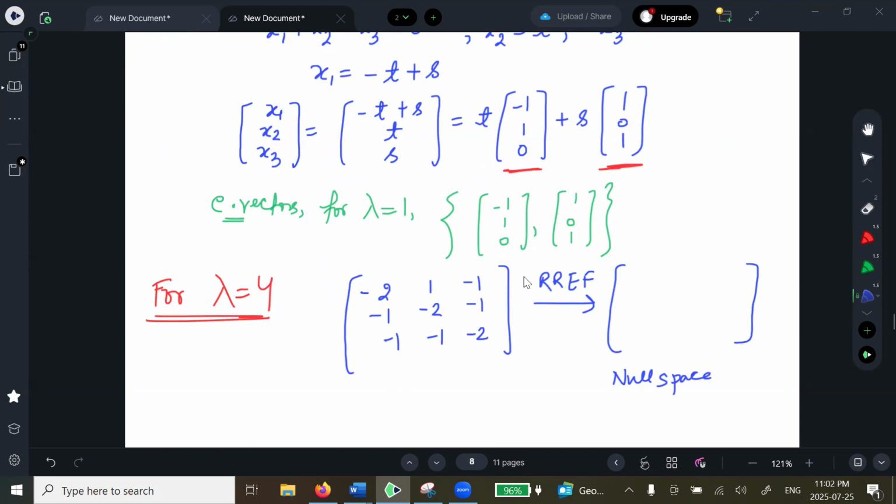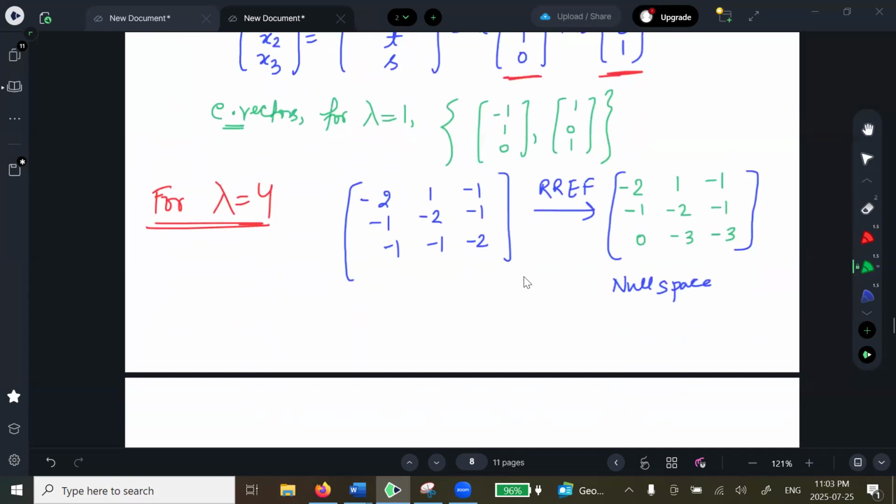So to find the RREF, who's going to do it? This is not going to be as simple as the last one. Negative 2, 1, negative 1. It will be 0. Adding this, it will be negative 3. This will be negative 3, right? Now I don't want to introduce a fraction here. Okay, let's see your Desmos skills. Anybody has the RREF for me?